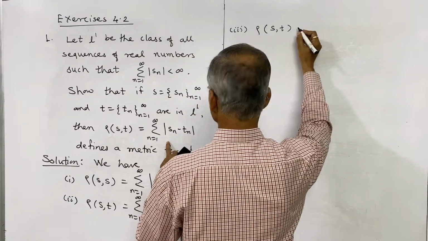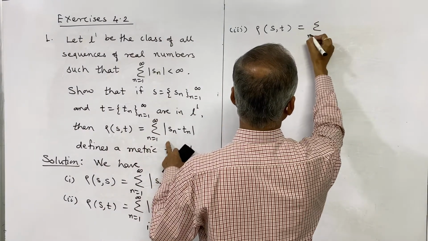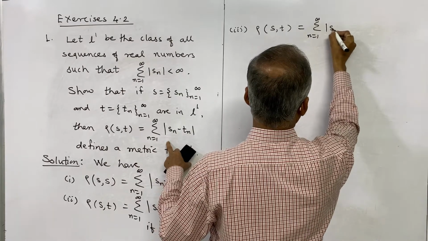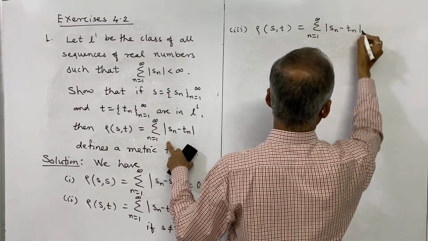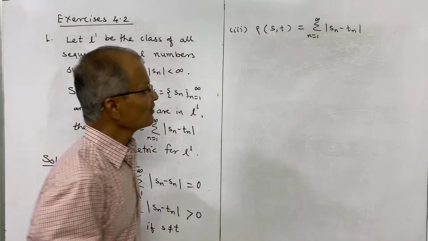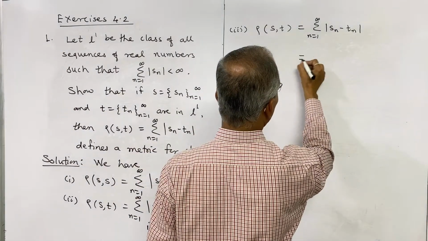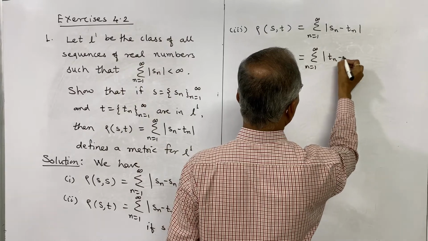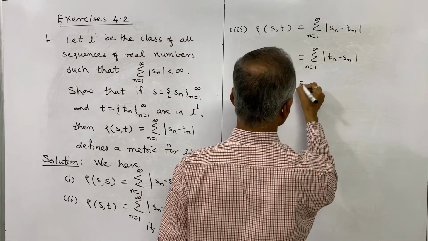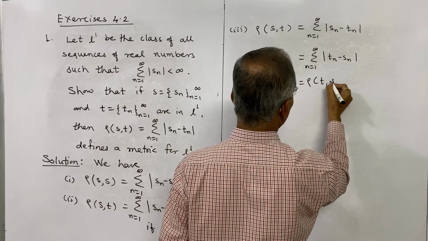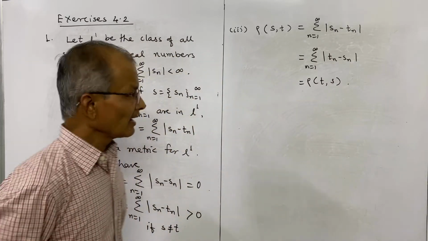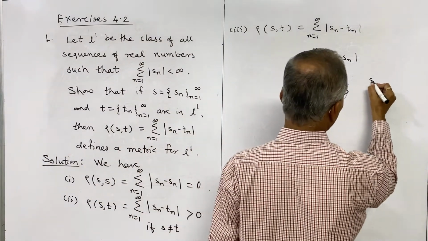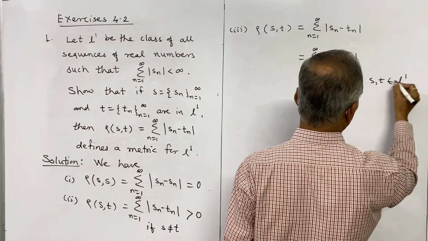It is obvious. So this is the summation of the absolute value of Sn minus Tn, and this absolute value can be written as the absolute value of Tn minus Sn, which is the same as rho of T and S. This holds for S, T belonging to L1.